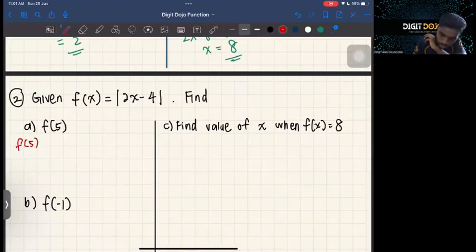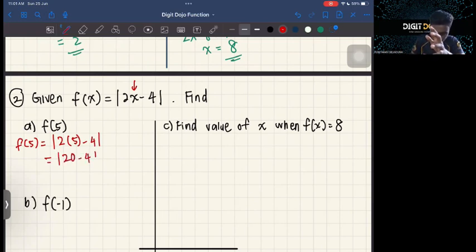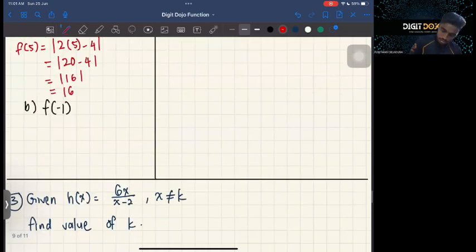f(5) means here supposed to be x, right? You have to change it to 2 times 5 minus 4, which is 10. You'll get 10 minus 4, 6. Remove the modulus, you're going to get the same number, 6. Positive number remains positive. Only the negative number will become positive. Okay, great.